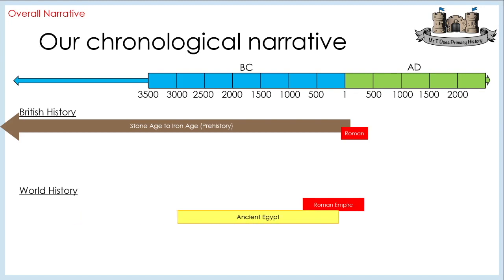You'll notice that ancient Egypt is concurrent with the Roman Empire and also British prehistory. Here are the other earliest civilizations that we have to study as part of an overview. You'll notice that they are all concurrent with British prehistory, and it shows that these parts of the world were much more advanced than Britain at that point in time.